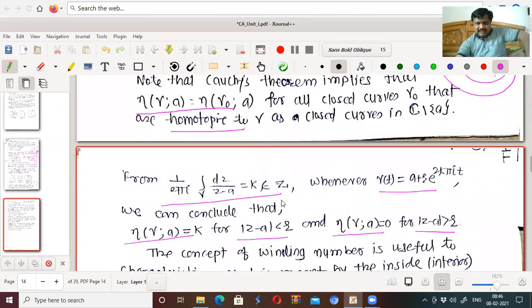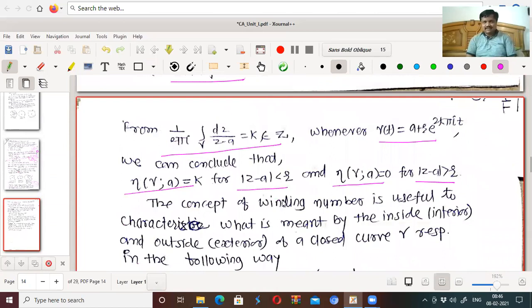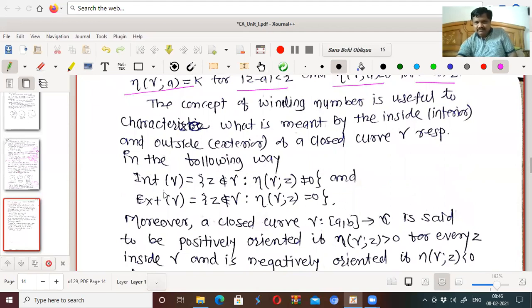When we say that a point lies inside and a point lies outside, if n of gamma about that point is 0, we can say that the point lies outside the region, and if n of gamma at that point is not equal to 0, we can say that it is in the interior. That is, the interior of gamma is the set of all those points where the winding number is not equal to 0, and the exterior of gamma is the set of all those points where the winding number is equal to 0.